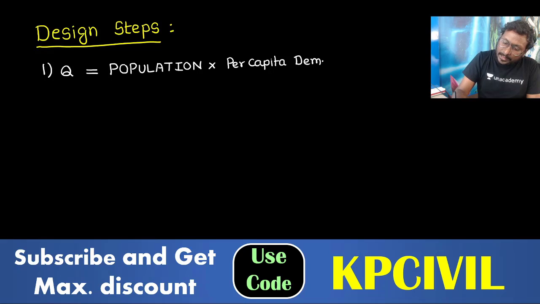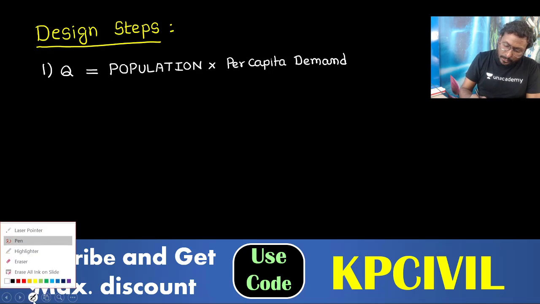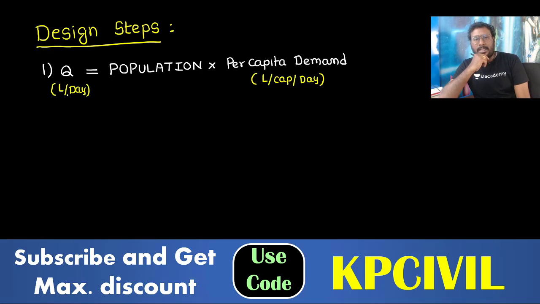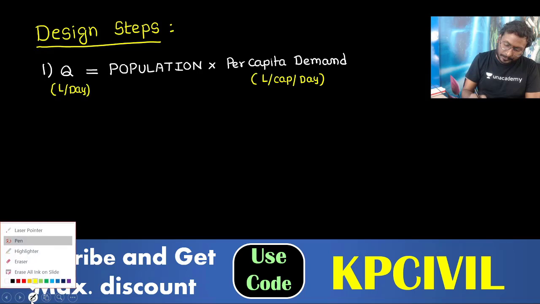So discharge Q is equal to population into per capita demand. Per capita demand is liter per person per day, liter per capita per day, into population. So we will get a discharge in the units liter per day.